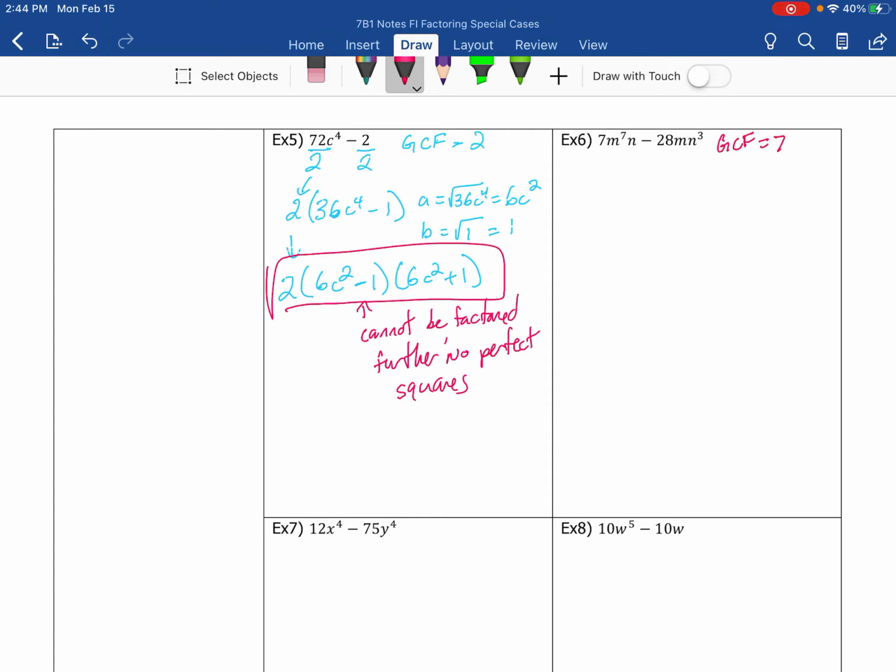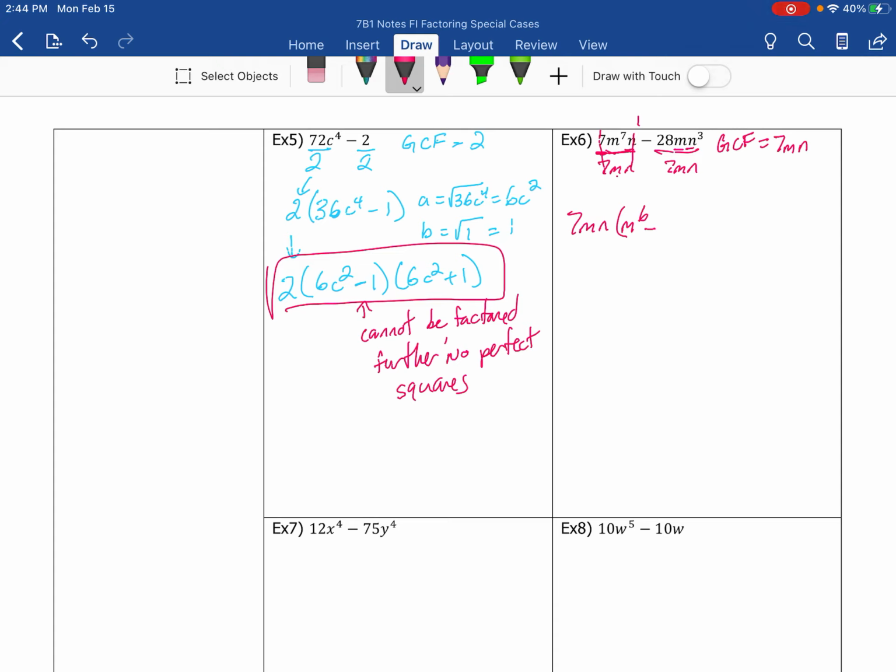This next one here, I first look for my GCF. My GCF for 7 and 28 is 7. I look at what else they have. They both have m's. The most number of m's that both of them have is just 1. And they both have n's. This has got an n and this has got an n cubed. So I'm going to divide each part by 7mn. I'm not going to forget to write that. That's still part of my problem, because if I multiply everything out, I should end up with my original problem.